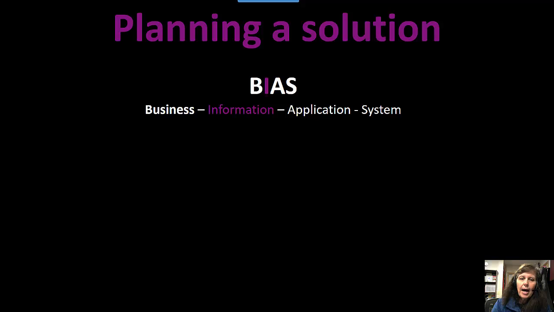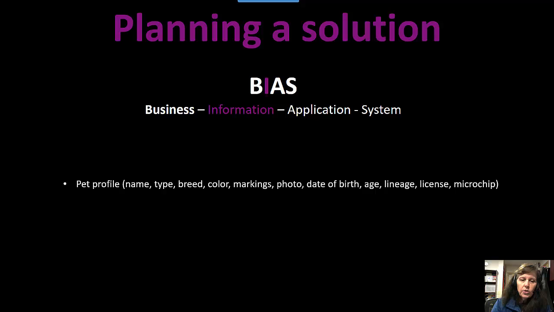Okay, so let's move on to the I. I stands for information, and that's where we want to look at which pieces of information we will need to support this solution. So we're going to need some type of a pet profile. That's going to keep the name, the breed, the type, the color, what markings they have, the photo, date of birth or age. Sometimes we don't know exactly when our pet was born, but we do know how old they are. Sometimes we actually do have an exact date of birth.